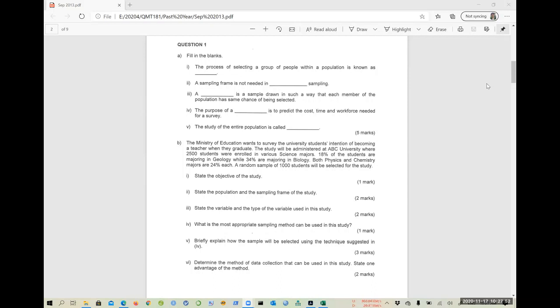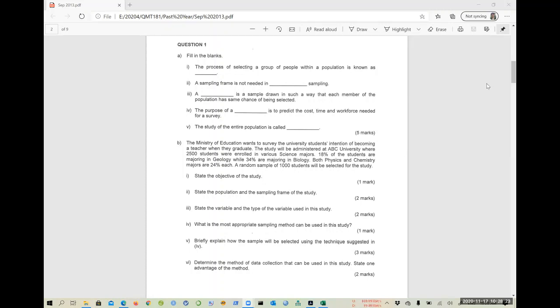So the first question is a fill in the blanks. So this one you need to fill in the blanks with the appropriate answer, right? So it says that the process of selecting a group of people within a population is known as, okay, the process of selecting a group of people within a population. So that means you are taking partial members of the population.